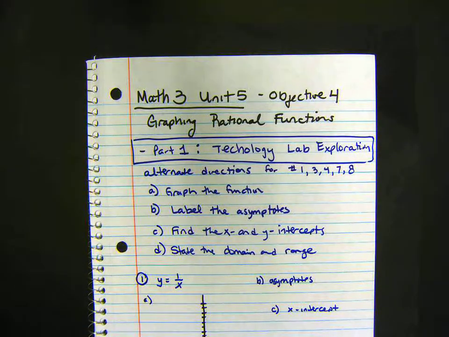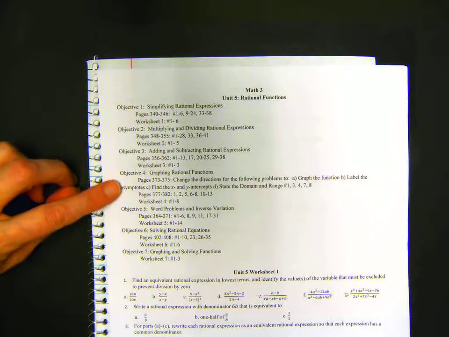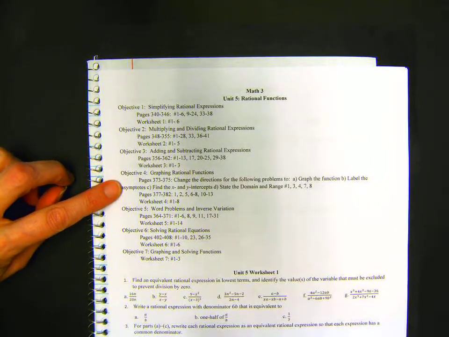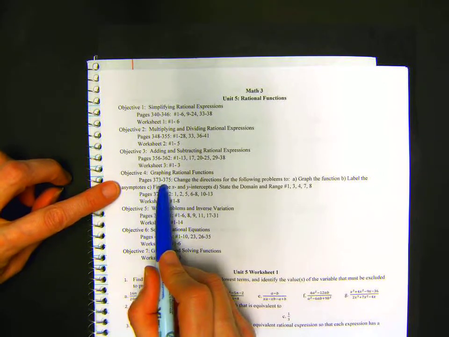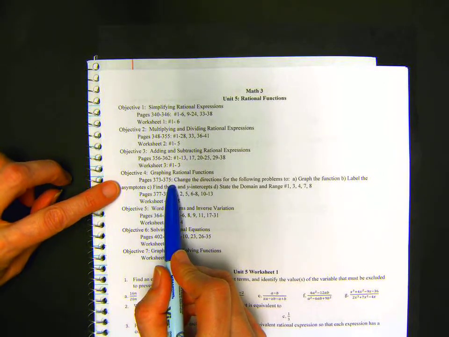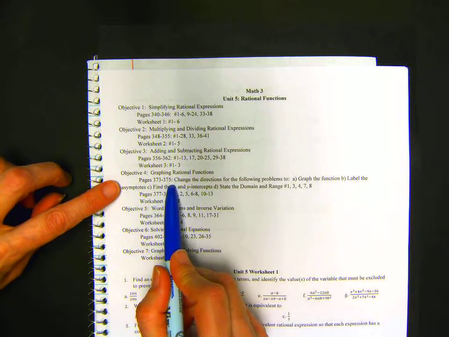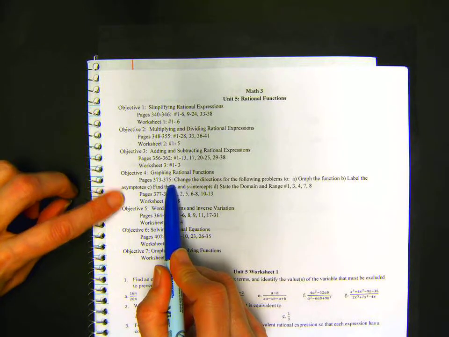Hello. Today we're going to be talking about Math 3 Unit 5, Objective 4, which is graphing rational functions. There are three parts to this lesson if you look at this objective sheet. This first piece, page 373 to 375, is a technology lab that you could do with your students.